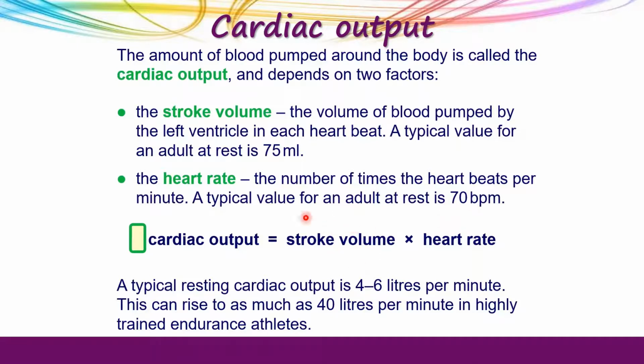And when you multiply these two, stroke volume times heart rate, it gives you the cardiac output, right? A typical resting cardiac output is 4 to 6 liters per minute. So this much blood is sent around the body in 1 minute. This can rise to as much as 40 liters per minute in highly trained endurance athletes, because athletes need more oxygen to reach the respiring cells, so they need more blood traveling. So make sure you know these formulas.